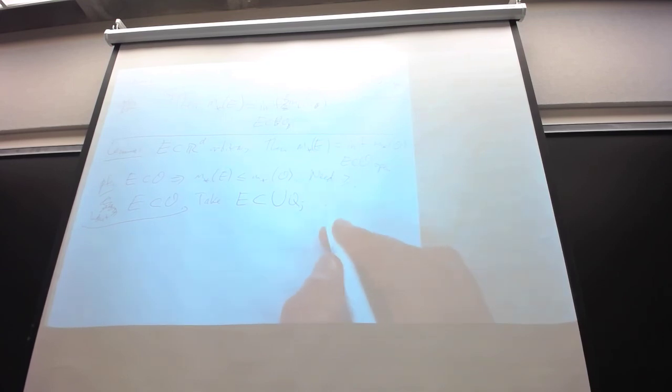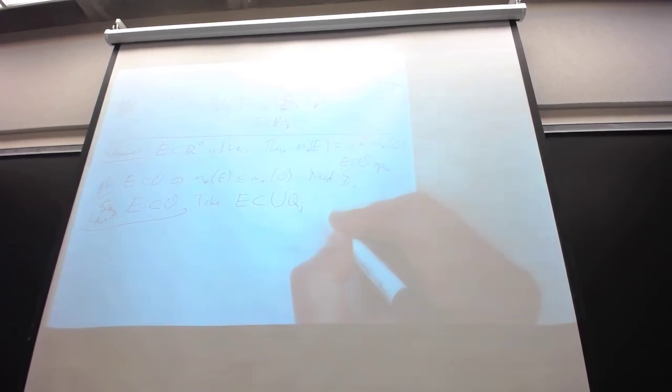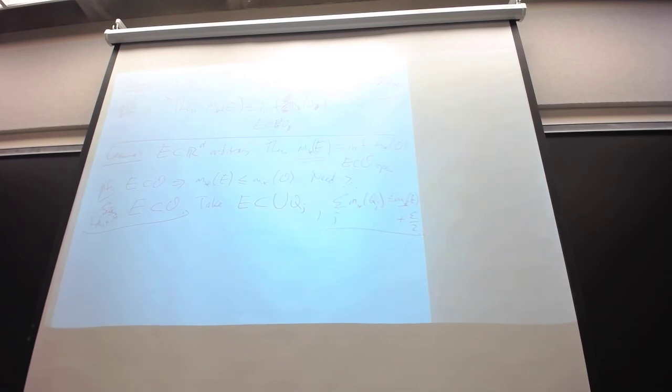Take E a subset of the union of Qi. These are closed cubes. E is contained in this, with the property that the sum of the M star of the Qi is bounded by the measure of E plus, let's call it epsilon over 2. There'll be a couple of epsilons floating around. This is again just by infimum, by the definition of M star.